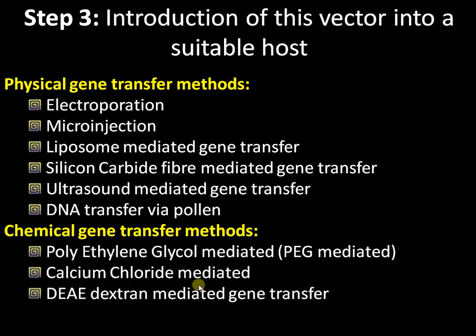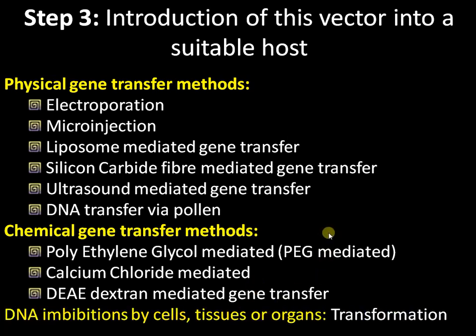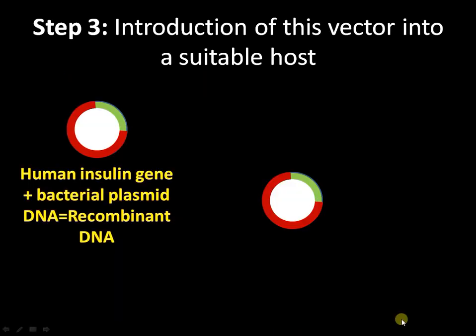And chemical gene transfer methods are there: PEG-mediated gene transfer, calcium chloride-mediated gene transfer, dextran-mediated gene transfer. Or certain cells like bacteria are capable of taking up gene from the surroundings. The process is called as transformation.